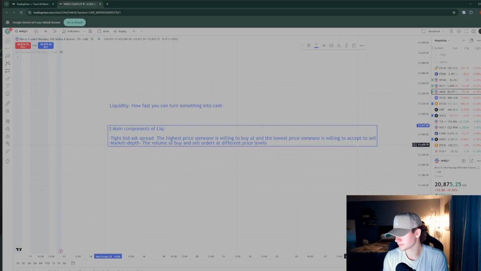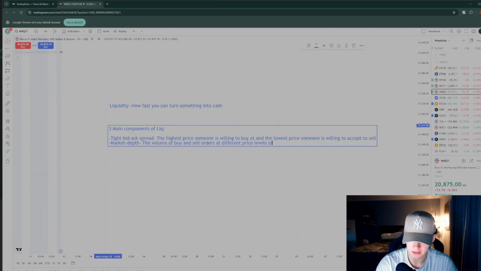Anyway, so number three. Also, one more thing you want to add on to here. This just means deeper order books equals more liquidity. Like we said before, the more people that are willing to buy or sell at a certain level, the more the market will move accordingly to that point, right?